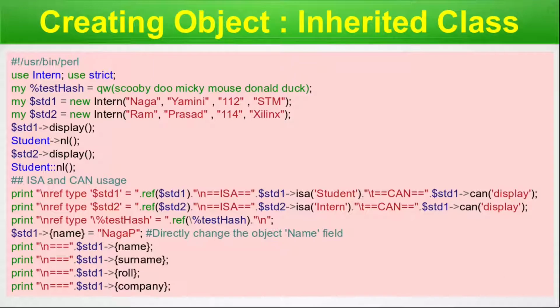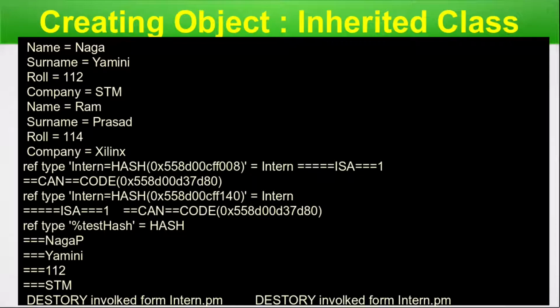Okay, so let me show what comes when you execute this code. This is the output. Here we can see the first 4 lines of output are from the first data structure, and the second 4 lines are from the second data structure, and you can check here by type that it has been turned into a particular class, that is Intern.